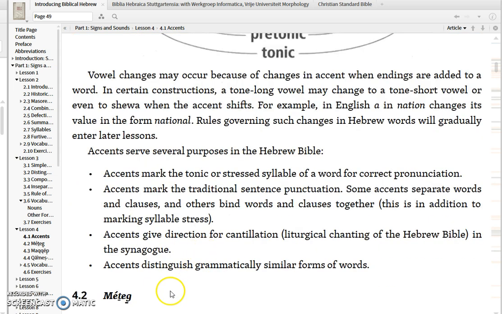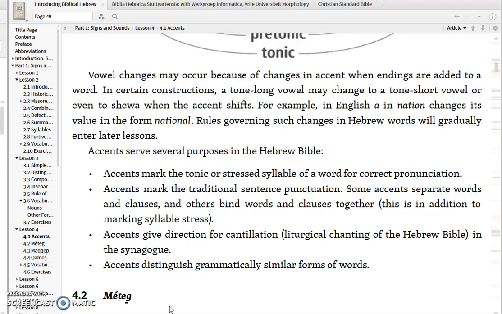Accents serve several purposes in the Hebrew Bible. They mark the tonic or the stressed syllable of a word so that you pronounce it correctly. Accents mark traditional sentence punctuation. In the Hebrew Bible, some accents are called disjunctive. That means there'd be some sort of punctuation, a period, a comma, colon or semicolon. Others are conjunctive accents. They link things together.